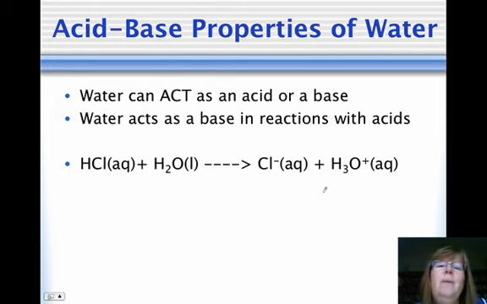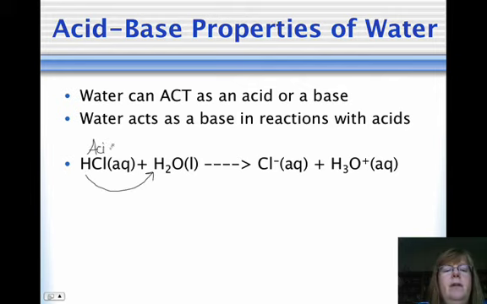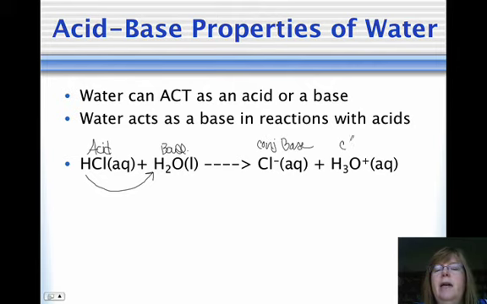Okay, you know, water we saw could act like an acid or a base. When water is with an acid, it acts like the base. So look here, this proton comes off of the acid. So here's our acid. Water is acting like the base. And it forms a chloride ion, which is the conjugate base. And that hydronium ion, the conjugate acid.